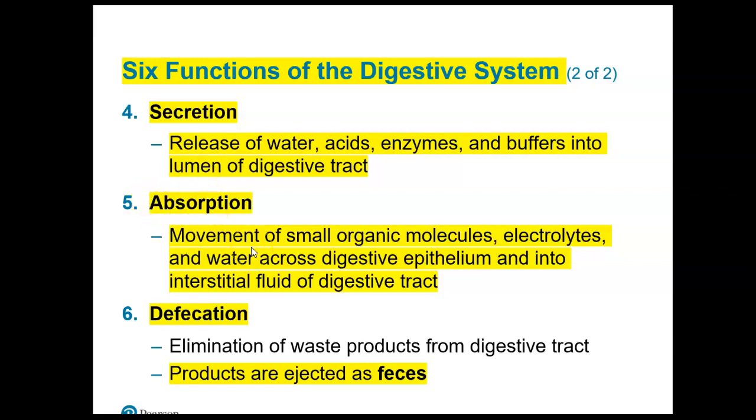Absorption is the movement of particles from the lining of the GI tract into your blood. So it's the movement of small organic molecules, electrolytes, and water across the digestive epithelium and into interstitial fluid, which ends up being into your blood of the GI tract. This is how our nutrients go from being located in our GI tract to getting into our bloodstream. And then defecation, of course, is the act of eliminating feces.